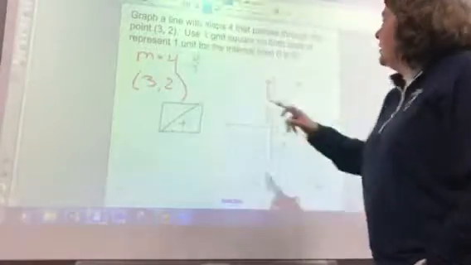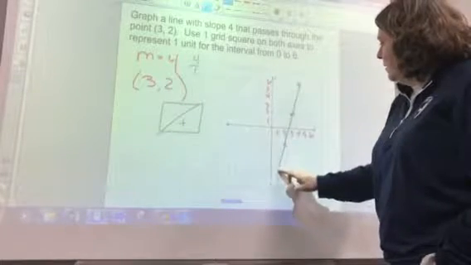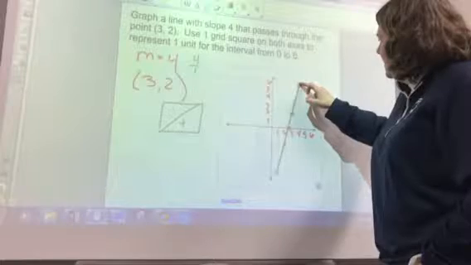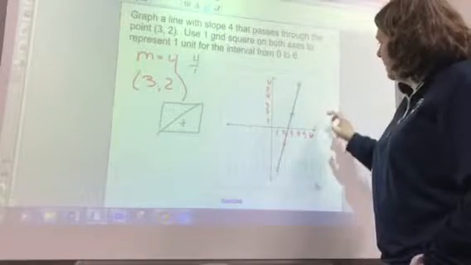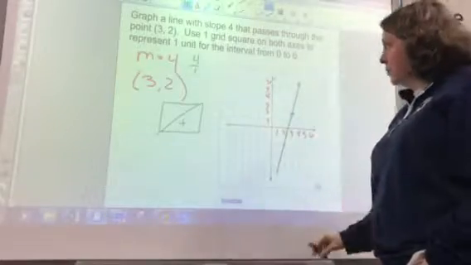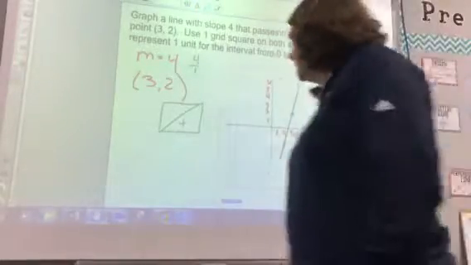Now I use my straight edge, make it as perfect as I can, and that is the graph with slope of 4 through 3, 2.